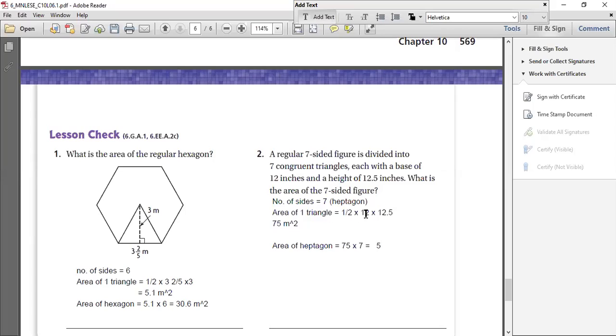Right? 52. Okay, so the answer for this is going to be in square meters. So the area of the heptagon is equal to 525 square meters.